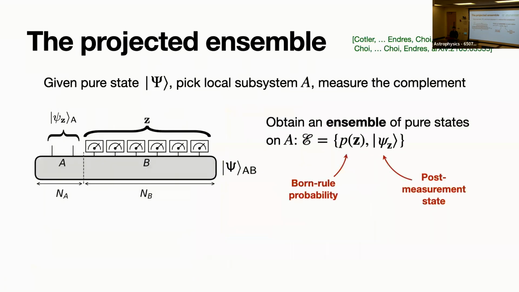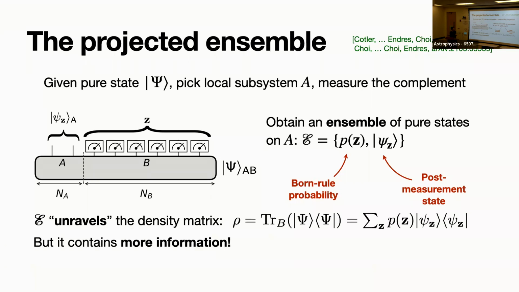So, a little more formally, the object that I'm going to care about is the so-called projected ensemble, which is precisely what I was sketching earlier, where we have a given many-body quantum state and we perform a measurement on part of this state. In particular, I'm going to think about splitting it up into a small or finite subsystem A and a remaining subsystem B, which can be much bigger or potentially infinite, and measuring out B and obtaining this kind of collection of B strings that come with an associated Born rule probability and a post-measurement quantum state on the subsystem A.